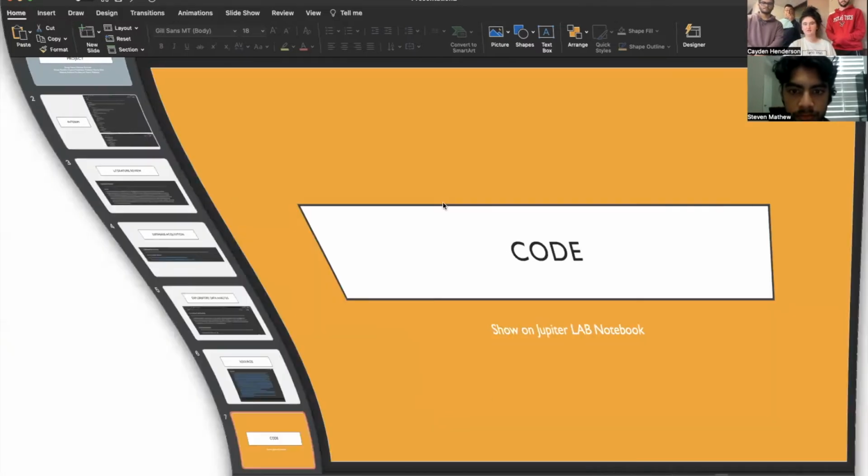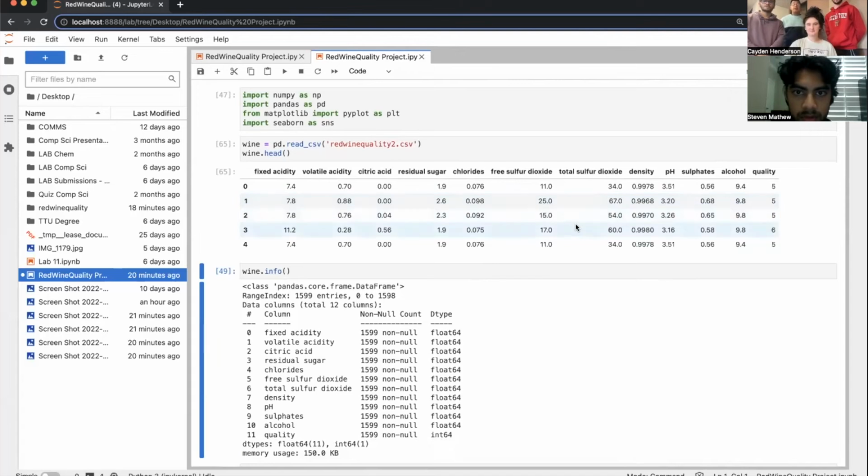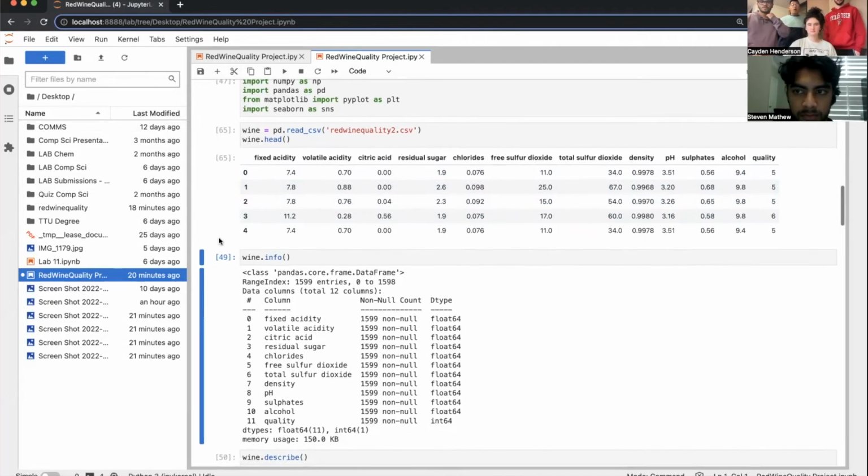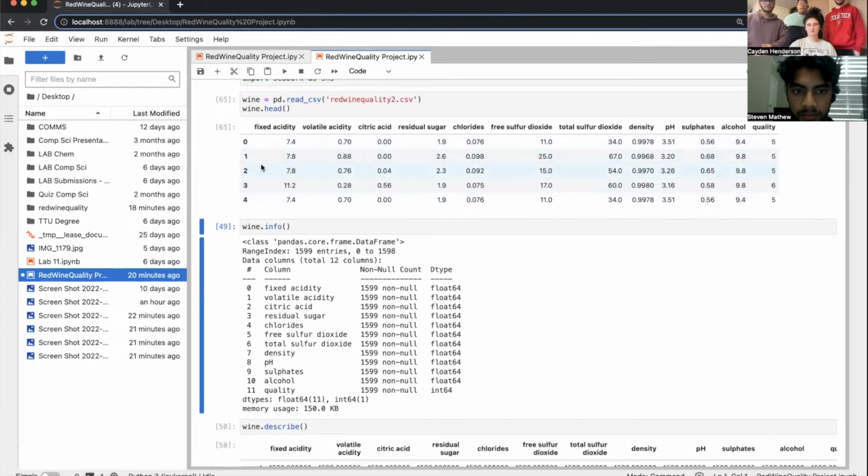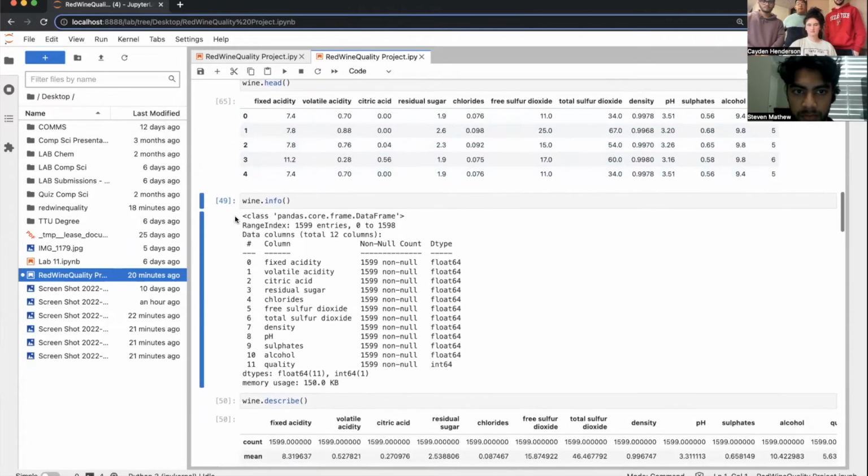Now for our code. First, we imported the four libraries that we're going to need to use, such as NumPy, Pandas, Matplotlib, and Seaborn. We're going to use all these to extract data and help us find all the necessary things that we're going to need. So first, we read the CSV file called red wine quality, stored it in the data frame df1, and printed the first five rows.